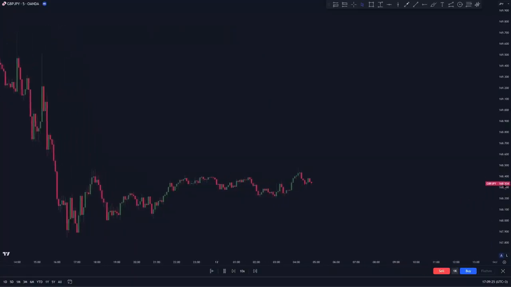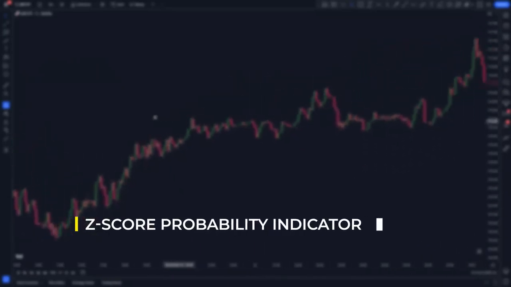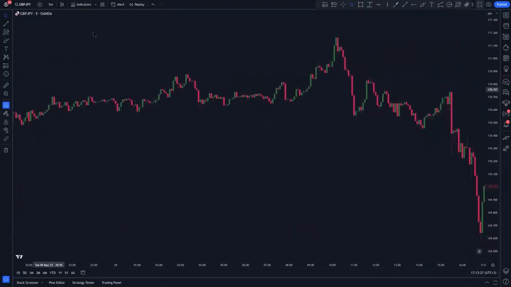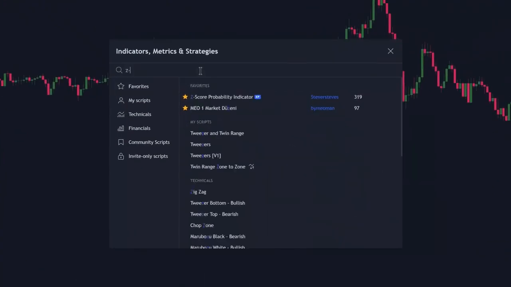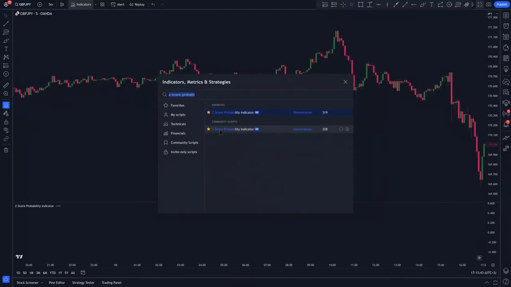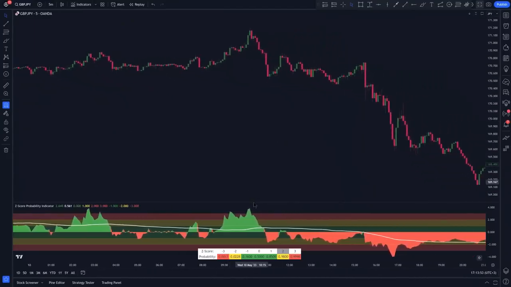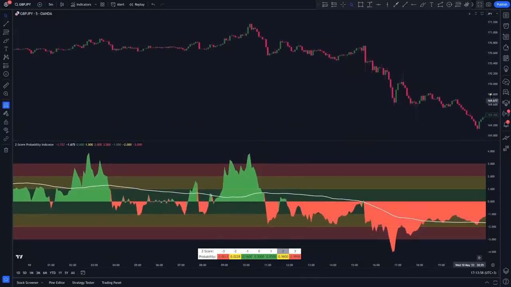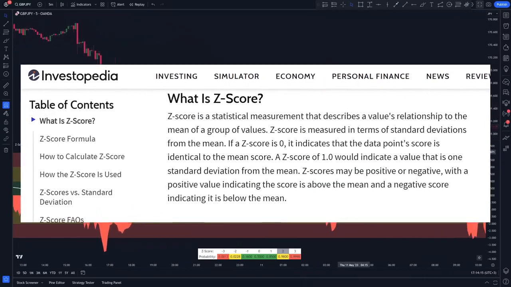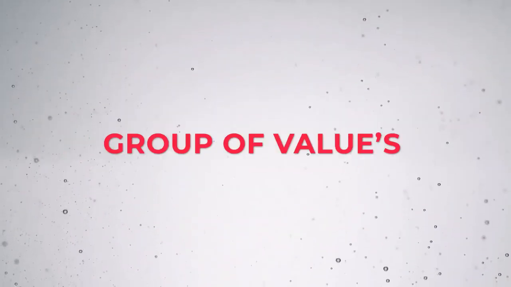Let's get into it. Now, as mentioned earlier, this indicator is called Z-Score Probability Indicator. To add it to our chart, we're going to click on Indicators, then type in Z-Score Probability. This one by Steve Steves. The Z-Score Probability Indicator is a statistical tool used in trading and is based on the concepts of Z-Score. Now, you may be thinking, but what exactly is Z-Score? Well, Z-Score is basically a statistical measurement that describes a value's relationship to the mean of a group of values.